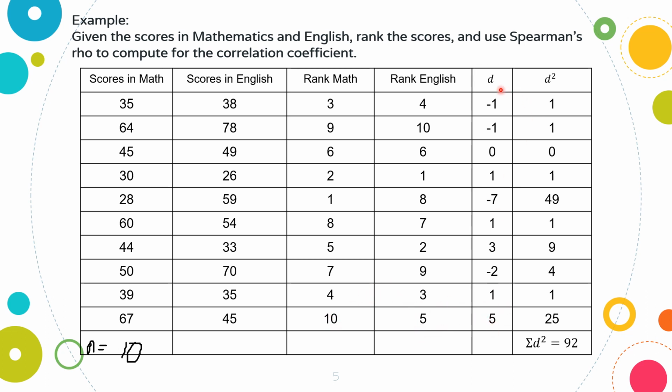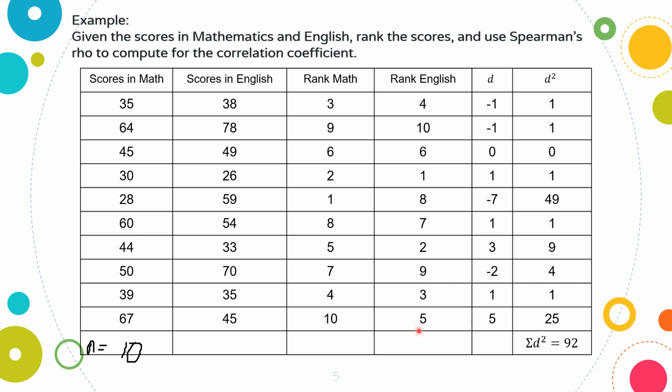Then we square our D. Negative 1 squared is 1. Negative 1 squared is 1. 0 squared is 0. 1 squared is 1. Negative 7 squared is 49. 1 squared is 1. 3 squared is 9. Negative 2 squared is 4. 1 squared is 1. And 5 squared is 25. If we get the summation of the D squared, we add all the data from this column, then we get the sum of 92.